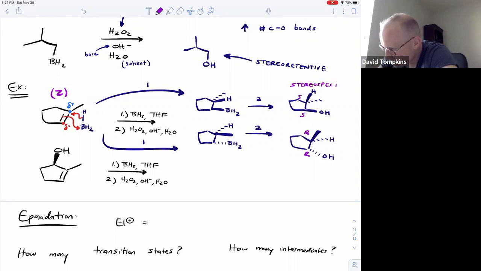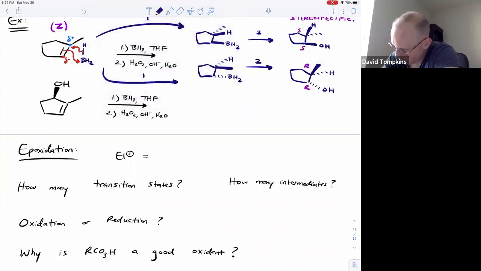So it is a syn stereospecific, but anti-Markovnikov describes the regiochemistry that the OH is on the secondary carbon. It's an excellent reaction for synthesis because we can control the stereochemistry and we can control the regiochemistry. We can control which carbons will be attached to the alcohol versus the hydrogen in the product.